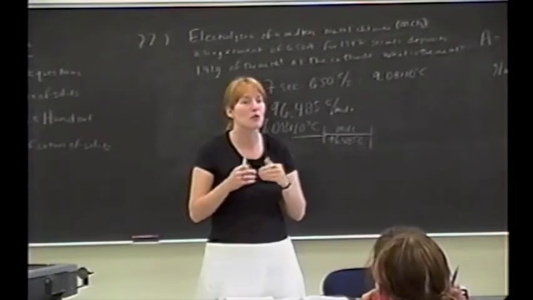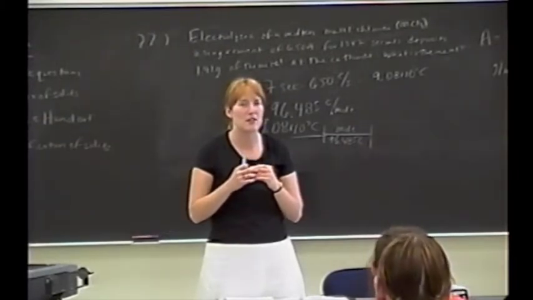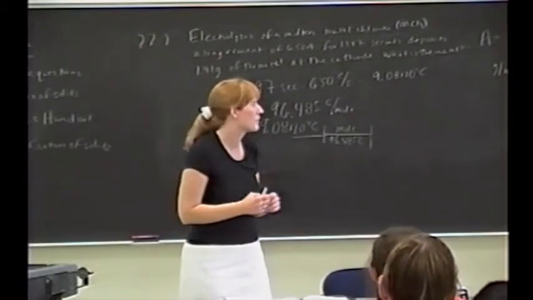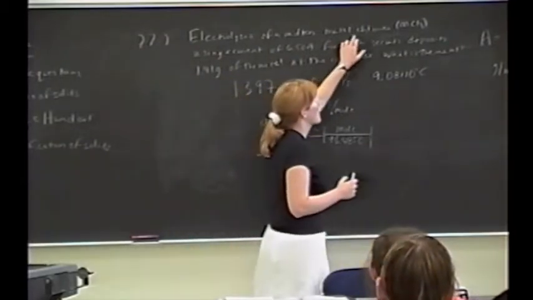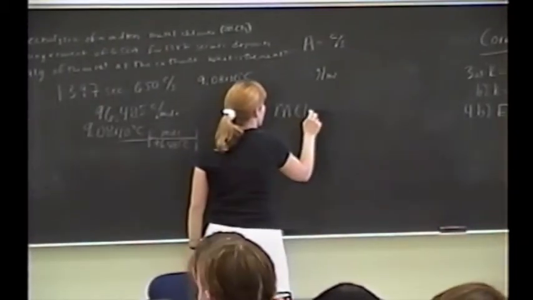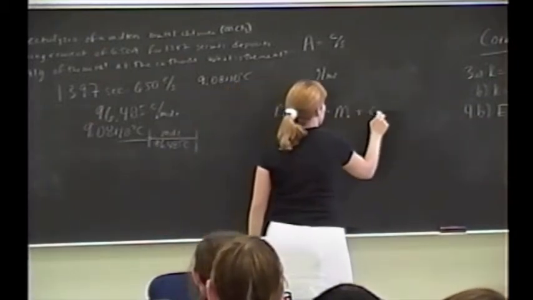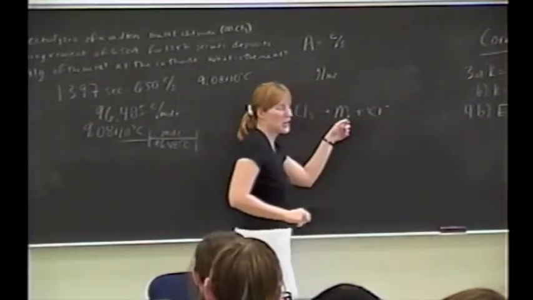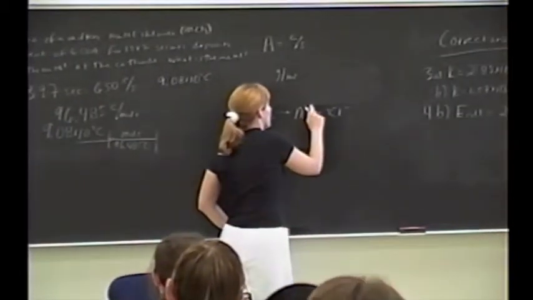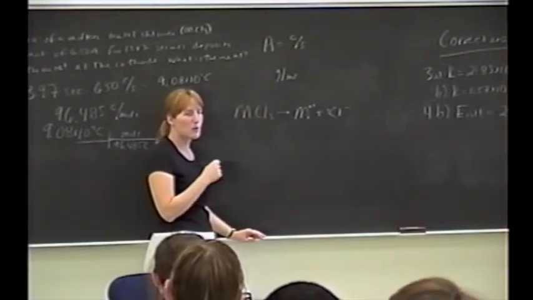Moles of metal versus moles of electrons, right? So how many moles of metal do they have per moles of electrons? How do you figure that out? Okay, you have metal chloride, right? Let's figure this out. You have MCl3, which should break down into M plus 3 Cl minus. What will the charge of the metal be in this case? Plus 3, right?